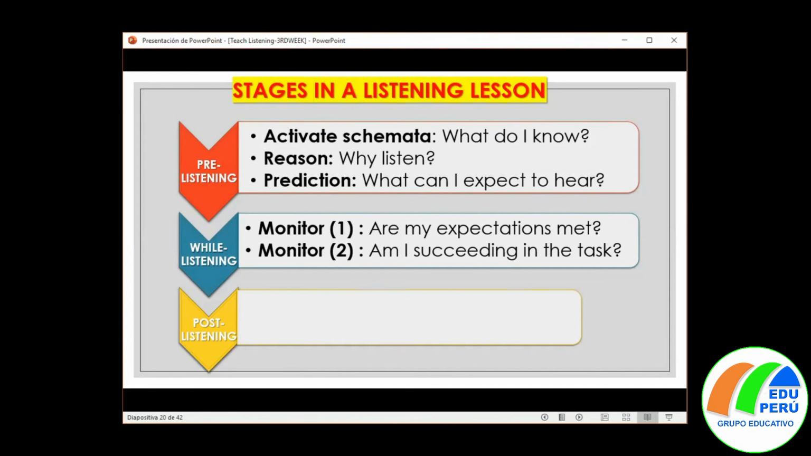And finally, we have the post-listening. What is it related to? The post-listening stage. Students make the metacognition. They reflect about what they have listened to, what they have learned. No? What they have learned. Yeah, all right. Anybody else?